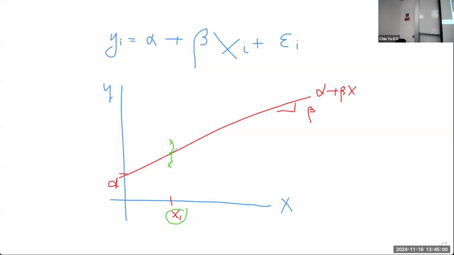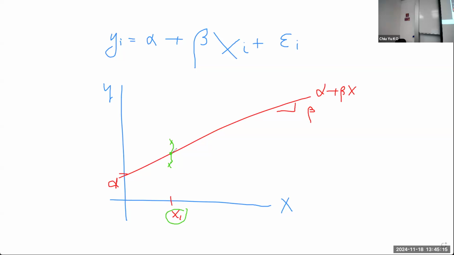Epsilon i is the stochastic term. This is a random variable there. Later we'll define it in the fourth assumption. But you can imagine epsilon i is something that is not in our model. We don't know what that is, right?